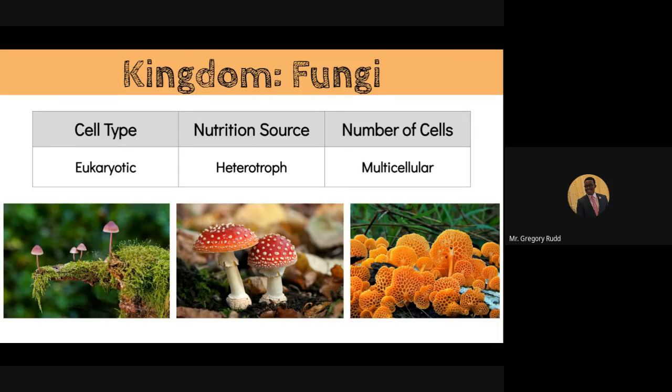So what Joseph is talking about, organisms that make their own food are called autotrophs, but fungi are heterotrophs, which means that they do not make their own food. They have to get their food from other sources. All right, so that's what heterotroph means, to get your food from a different source. And then multicellular, of course, means exactly what it sounds like. Fungi are made up of many different cells.